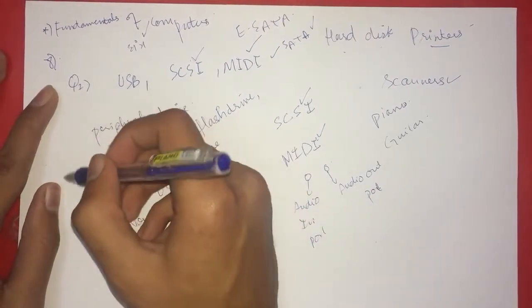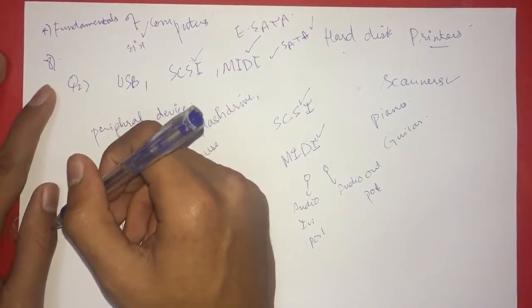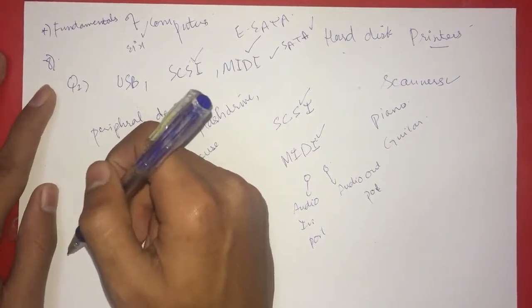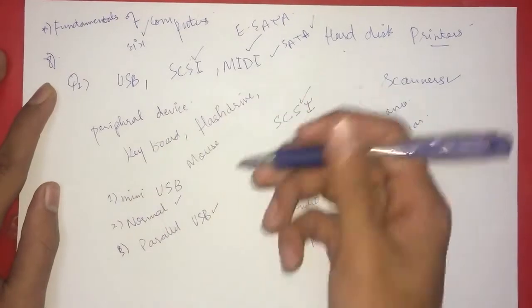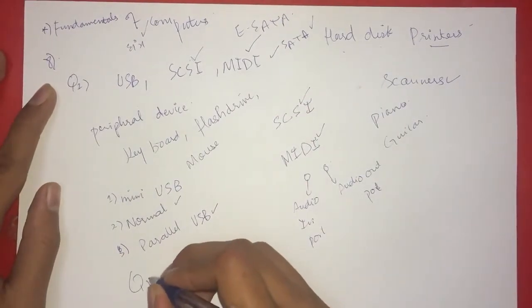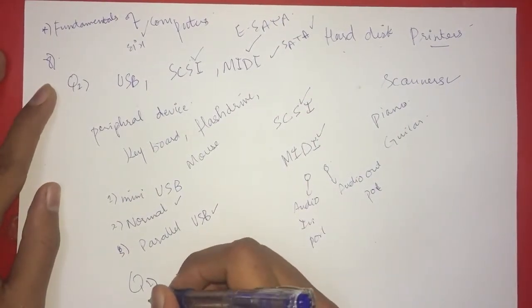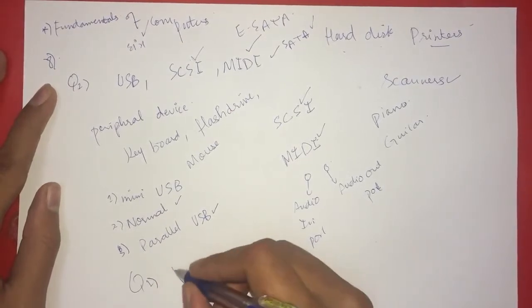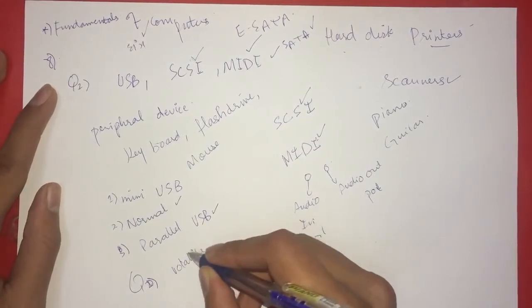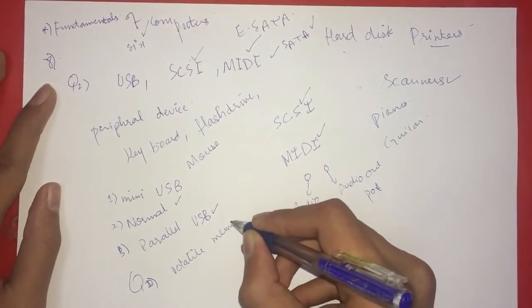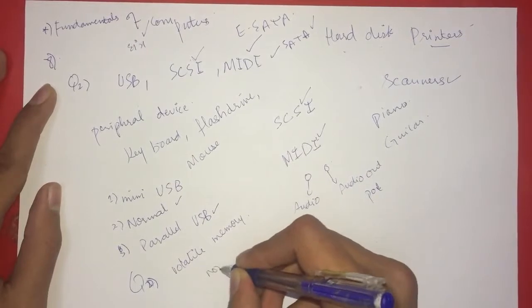Now let's come to our second question, that was volatile and non-volatile memory. We had to discuss the types of volatile and non-volatile memory in computers and their uses. So question number 2 is volatile memory and non-volatile memory.